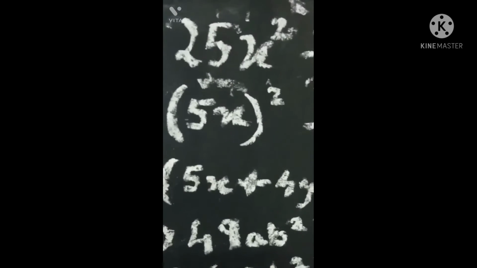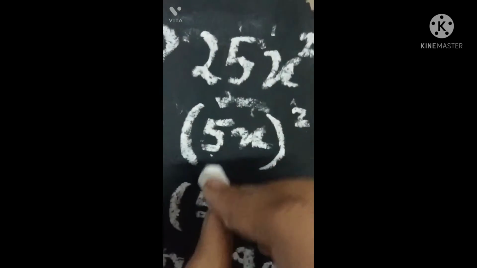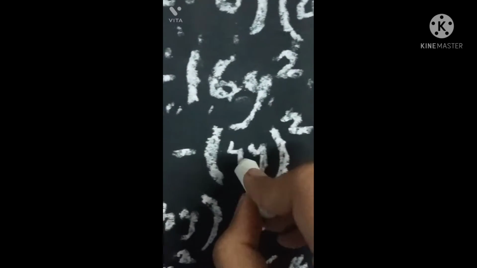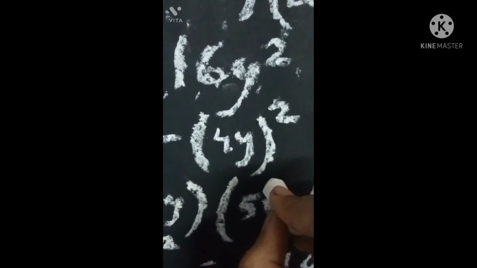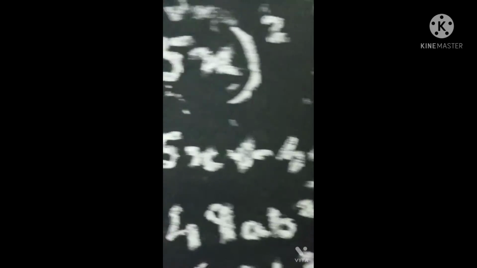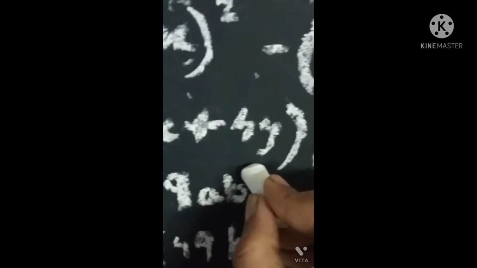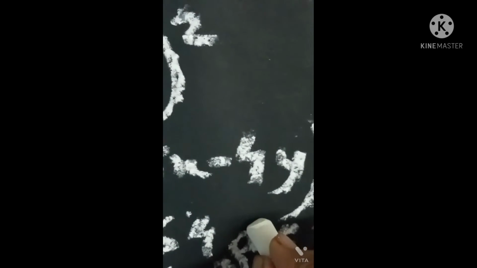So first, 25 goes to square root, you all know, 5 5s are 25. So 5x whole square, minus 16, 4 4s are 16, so 4y whole square, because 4 4s are 16, 16y square, and 5 5s are 25x square. So 5x square minus 4y square comes to 5x plus 4y into 5x minus 4y. So a plus b into a minus b has come.